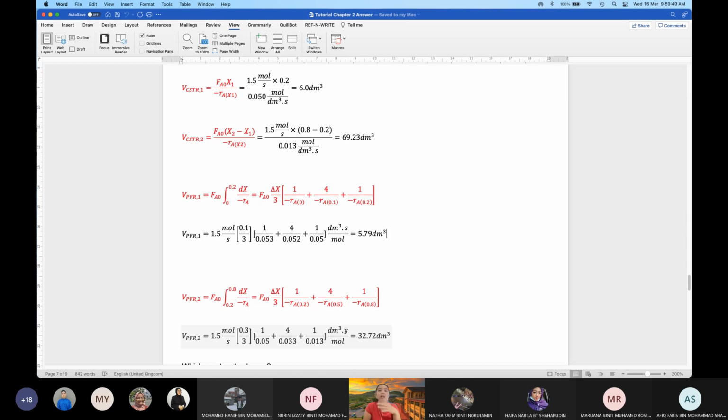Okay, so let's say kalau keluar soalan dalam exam ke dalam test, kamu kena tulis jawapan dia. Kenapa kamu kata, okay, PFR boleh digunakan. Kenapa CSTR tak boleh digunakan. Okay, so you can see this is a problem solving question of which untuk kamu menjawab persoalan dia, kamu kena calculate from the numbers, then you can answer whether it's feasible or it's not feasible.